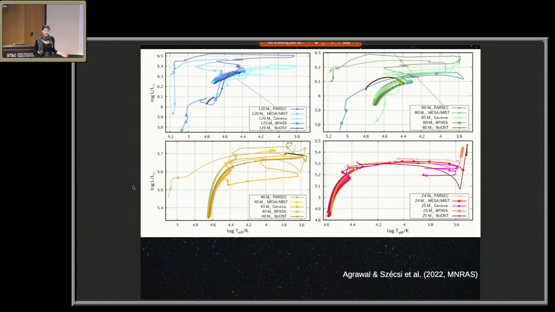What's happening here? Why is even single star evolution at solar metallicity so uncertain? What is it that we still don't understand in these codes? What do these codes do that explains this variety of predictions? And maybe most importantly, which one to use in your own research, right?